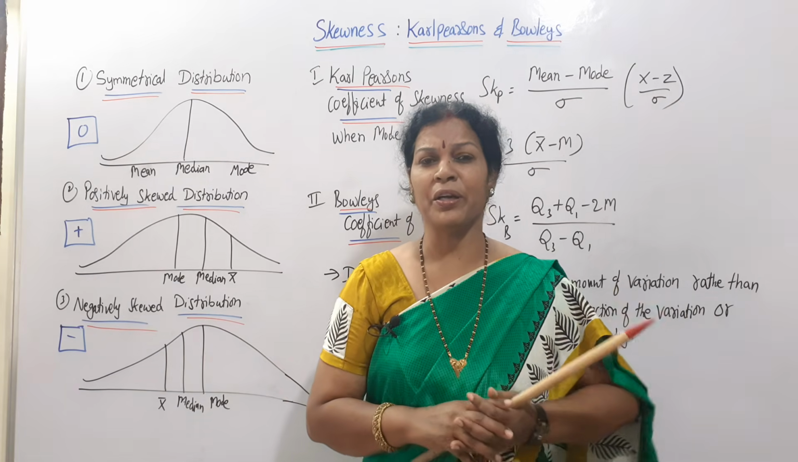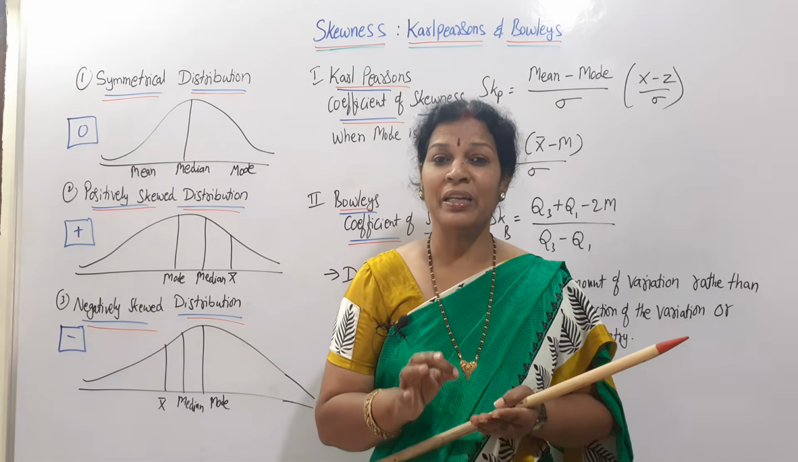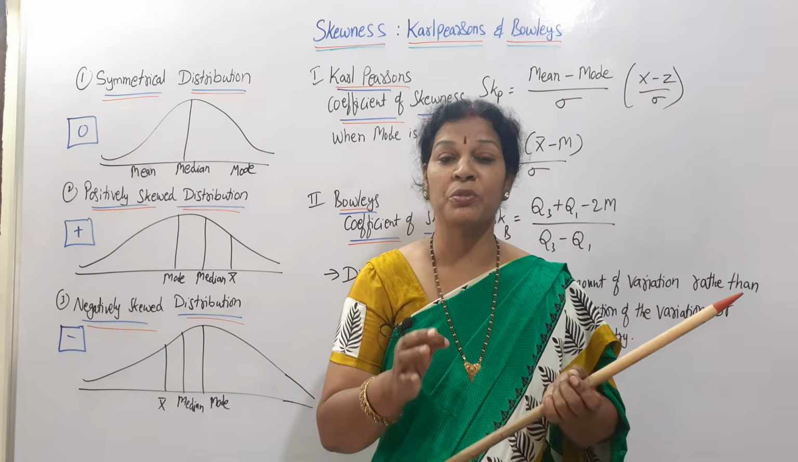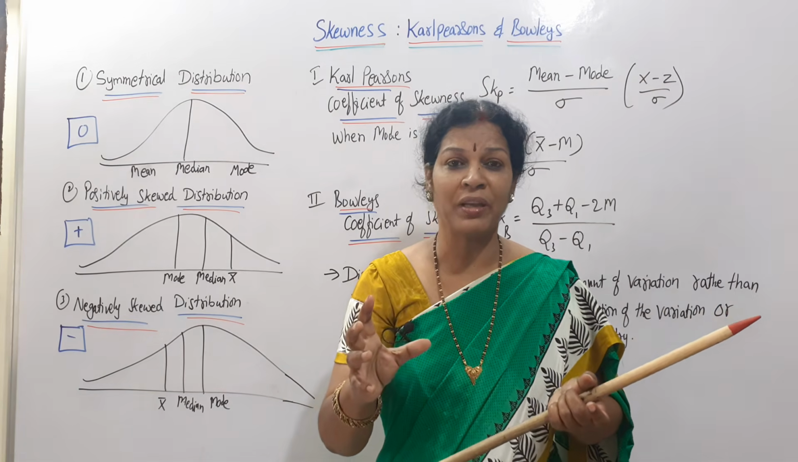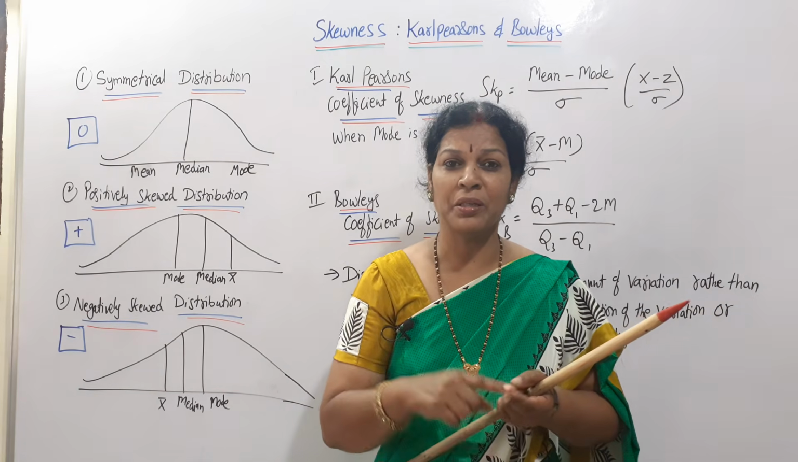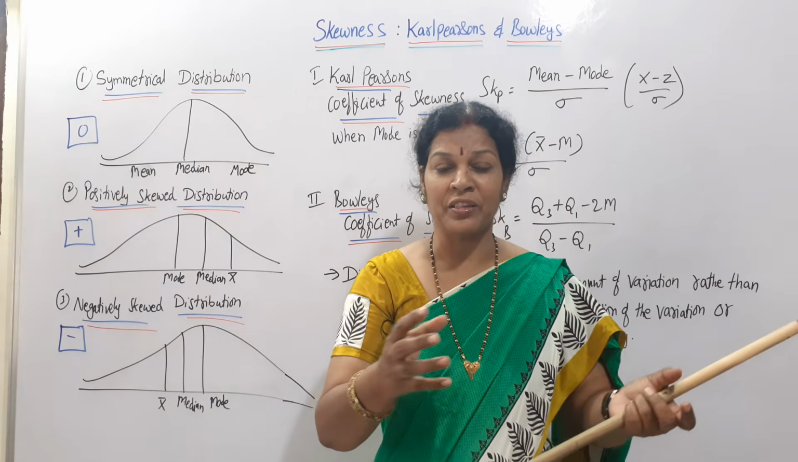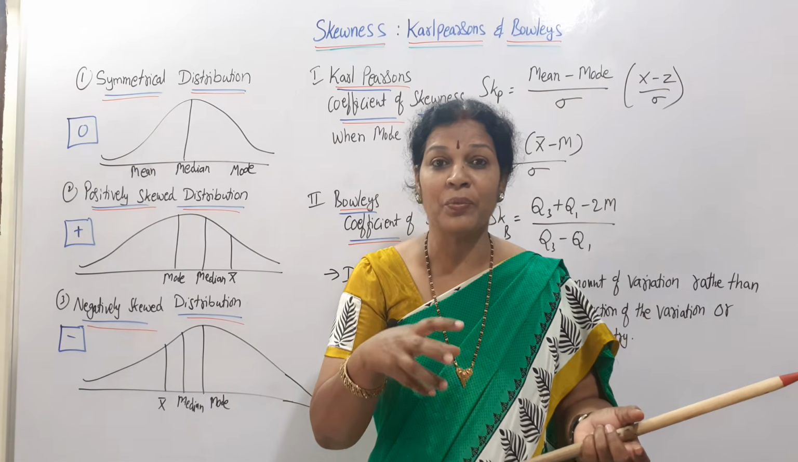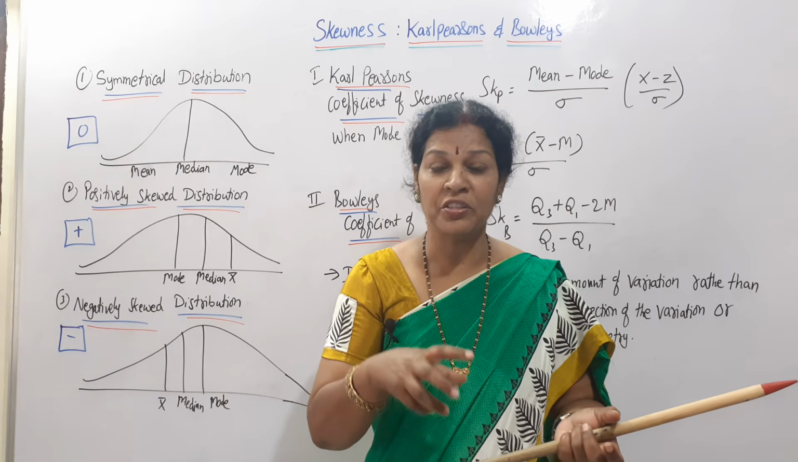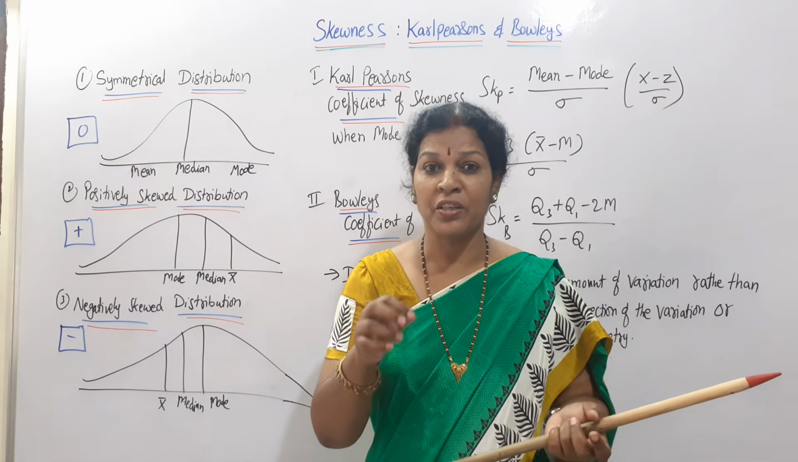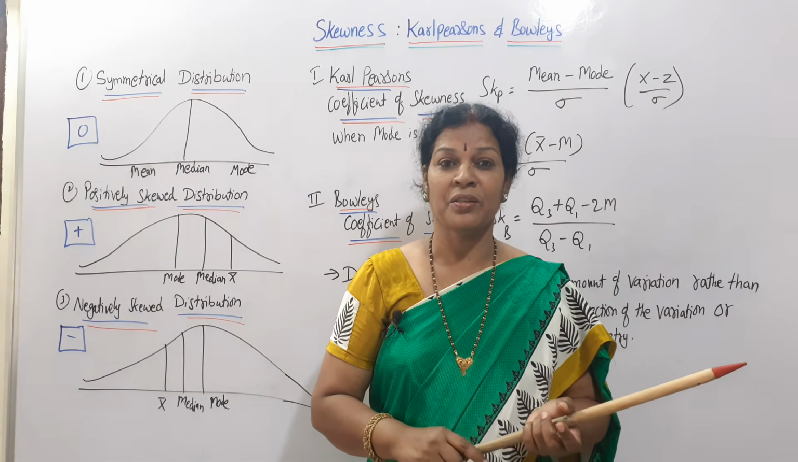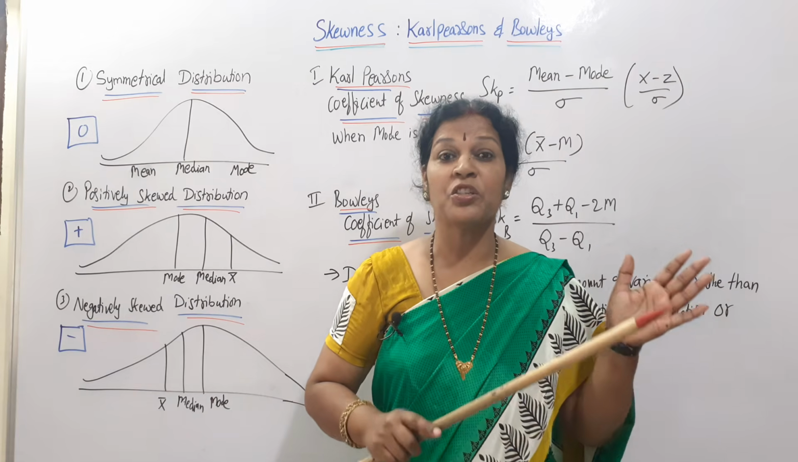How do we calculate it? Why is this required? Mainly it depends on the distribution. We have calculated arithmetic mean, mode, median, all these things, but how is the distribution? Is it positive, negative, or how is it? Based on this we are going to calculate skewness.